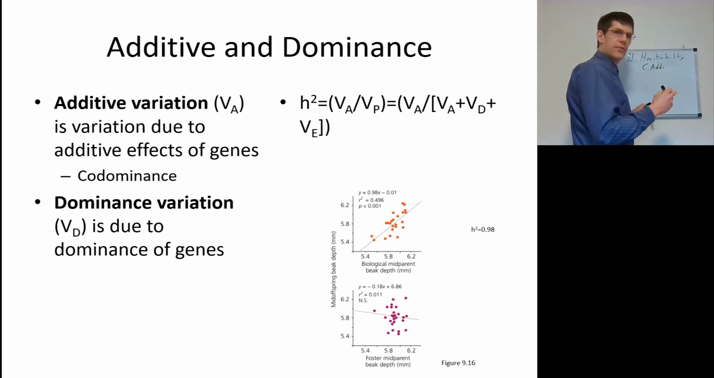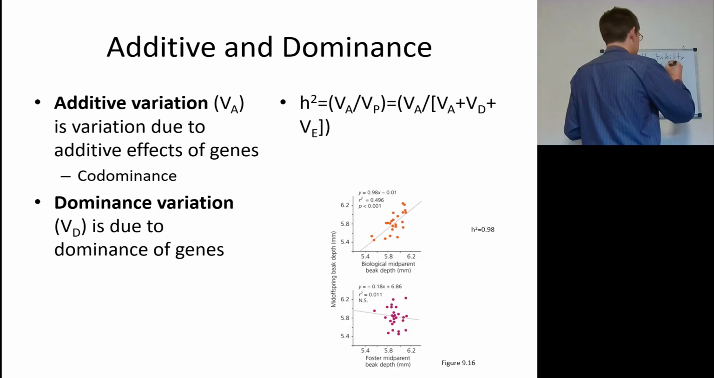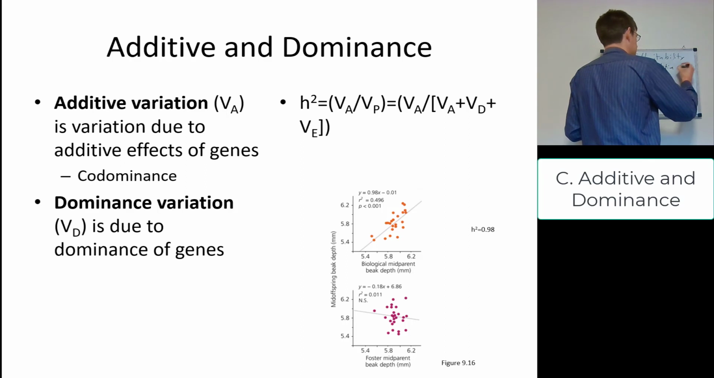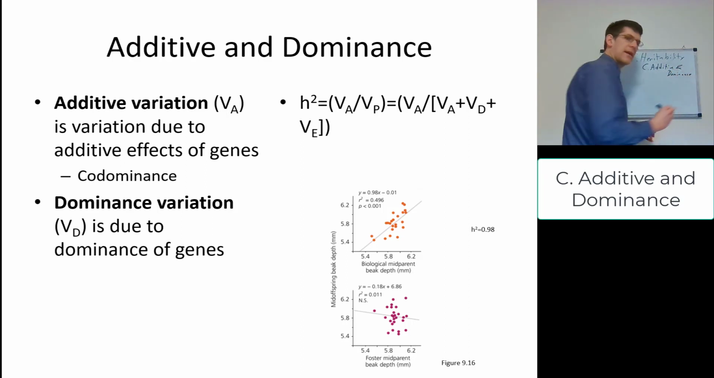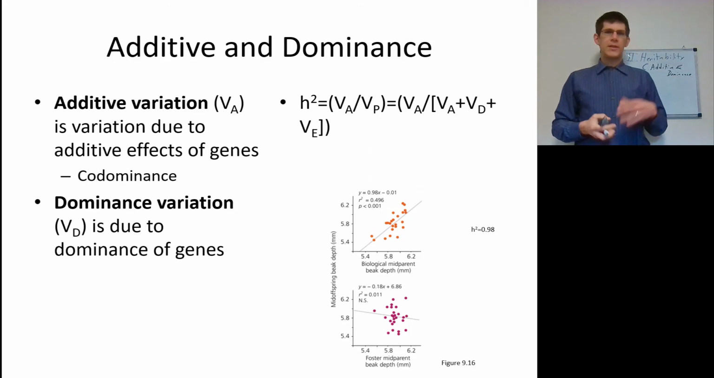Additive is when multiple genes are going to have a cumulative effect. Think back to the QTLs. Think also of codominance, where two alleles are going to have some sort of an additive effect to create an intermediate phenotype. Then there's dominance variation, which is due to certain genes being dominant over others.